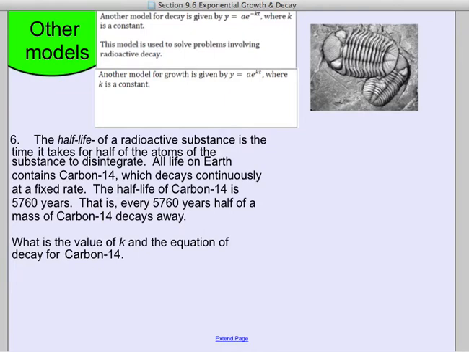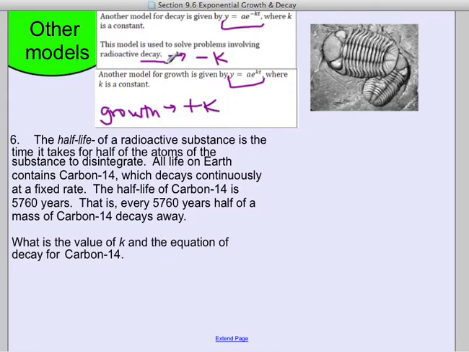All right, so other models. The biggest thing with these types of problems is that they have continuous growth or continuous decay. So they use e. Remember when we talked about e? e is just a number. Okay, so if we're talking about decay, my model that I use is y equals a e to the negative kt. The biggest thing is if it's decay, you have a negative k. The other one is growth. It's exactly the same equation, but if you notice your k is positive. So if it's growth, you have a positive k.